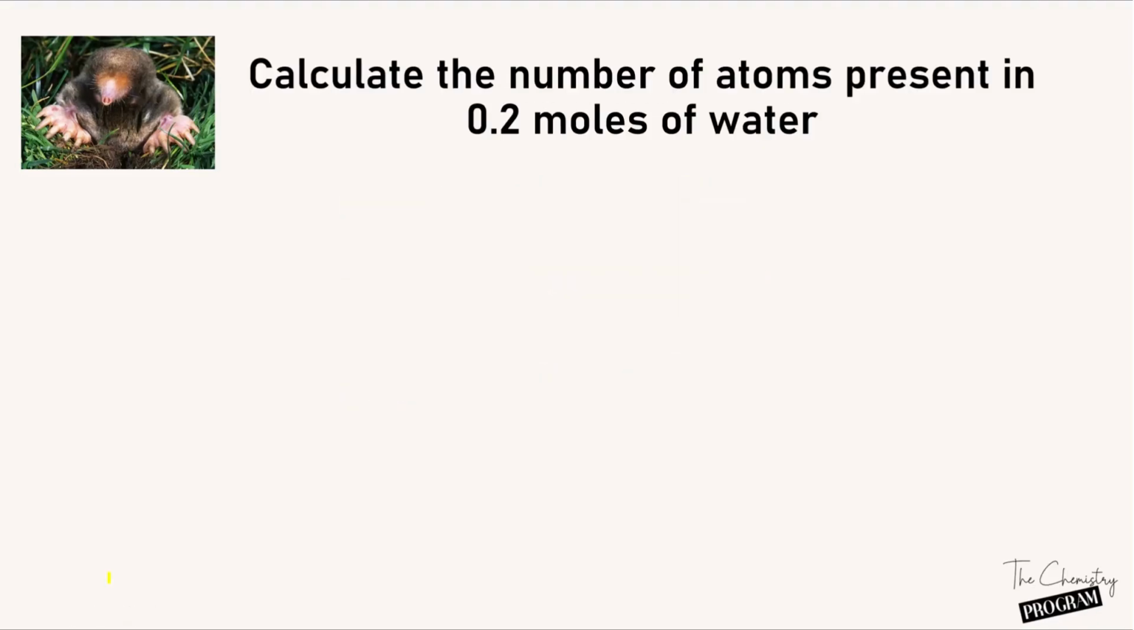Looking at another example, calculate the number of atoms present in 0.2 moles of water. We not only need to consider the amount of atoms in a mole, but we also need to look at the amount of atoms in a water molecule itself. We can start off by writing out the equation. Moles times Avogadro's constant equals the amount of substance. Let's start by filling in the information we know.